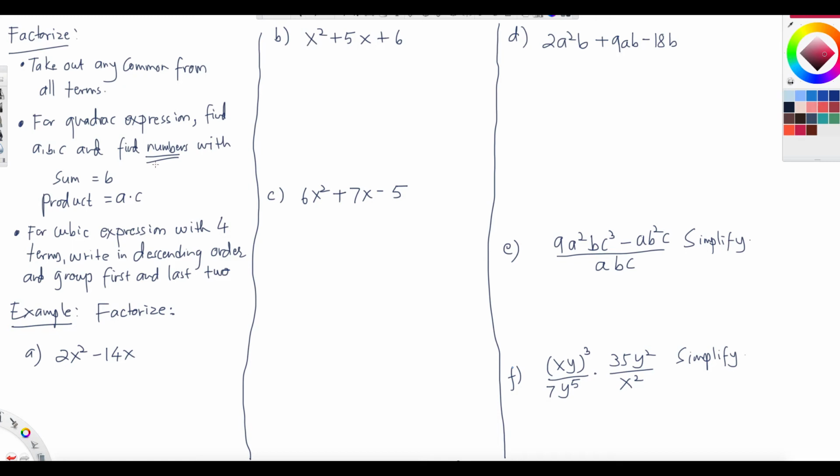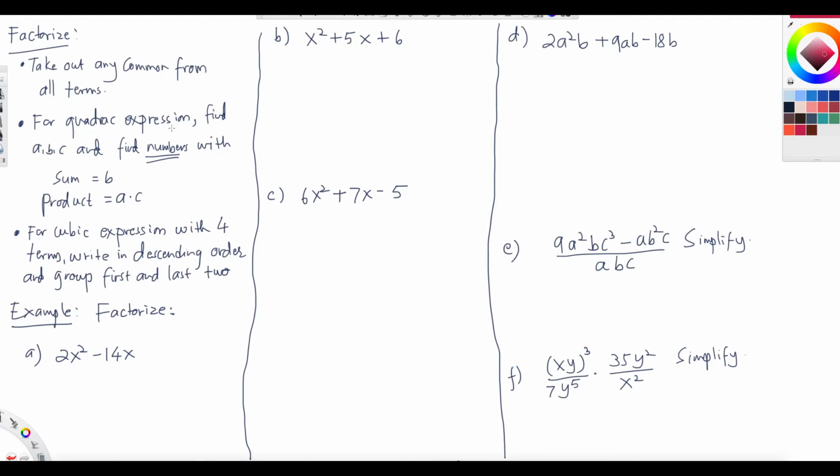In this video, we will see some examples on how to factorize, okay? So the first thing in the factorization problem is take out any common from all the terms. If all of the terms have anything in common, you take that out and then work inside the parenthesis only, okay?